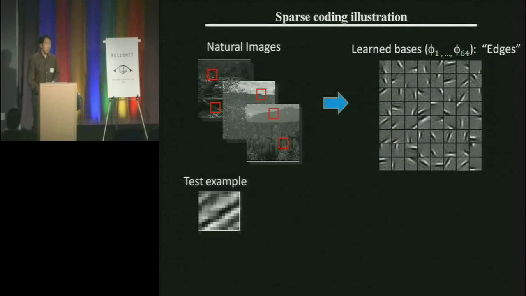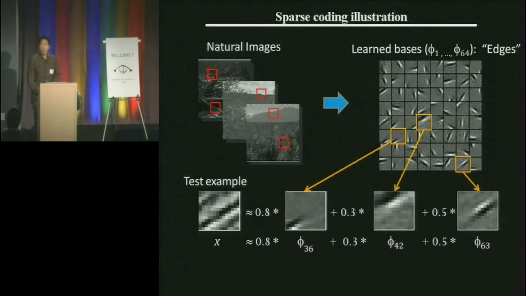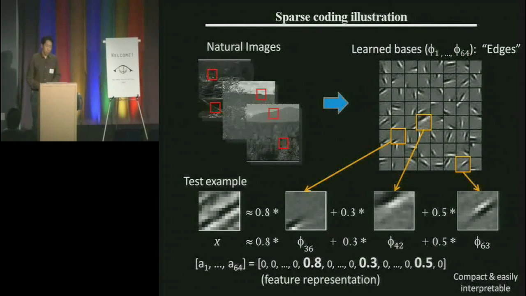When you give the algorithm a new test example, it selects out a small subset of your 64 basis functions, and it expresses your test example as a linear combination of just that small subset. So you can think of this as saying that the test example x is 0.8 times basis 36 plus 0.3 times basis 42 and so on. Because we're using only 3 out of 64 of these basis functions, this is a very sparse vector. Most of the coefficients are equal to 0, because we have only 3 non-zero coefficients.